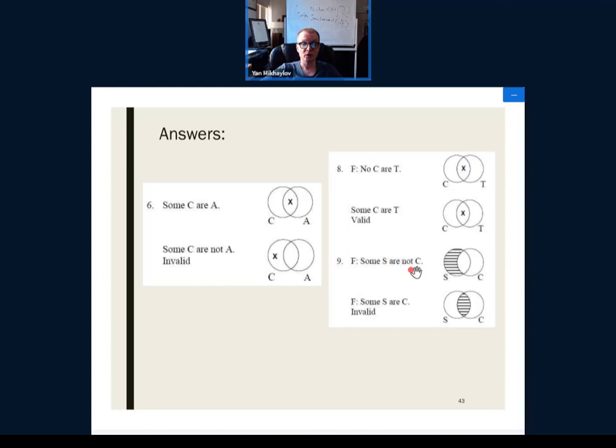Some S are not C, you would be putting an X here, but it is false. So you're replacing it with a shading. Some S are C, again, you would be putting an X in the middle, but it is false. So you, again, replacing it with a shading. And again, you can see it's invalid. As you can also see, none of them is existential fallacy. Because even though these two are invalid, you're not going from shading to an X. Going from X to an X here, shading to shading here.